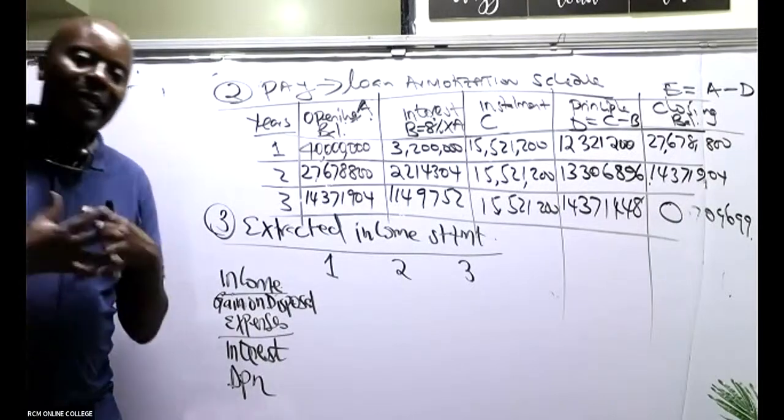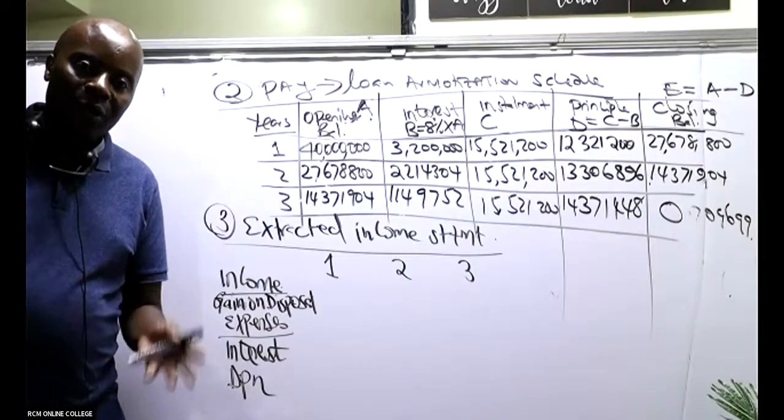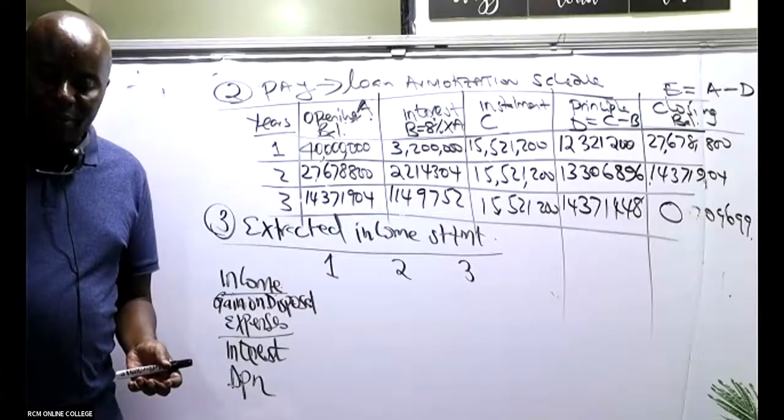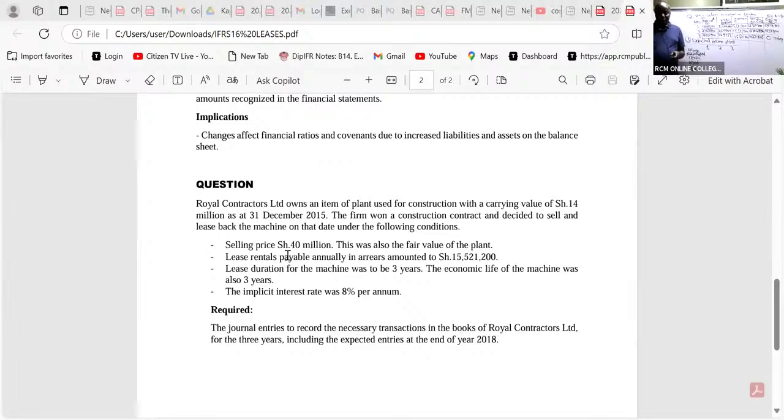Remember, this asset initially was ours. We sold it. By the time we were selling it for 40 million, its net book value was 14. The carrying value was 14. So see, we made a huge profit, really. We sold it for 40 when it was worth 14 in our books here.